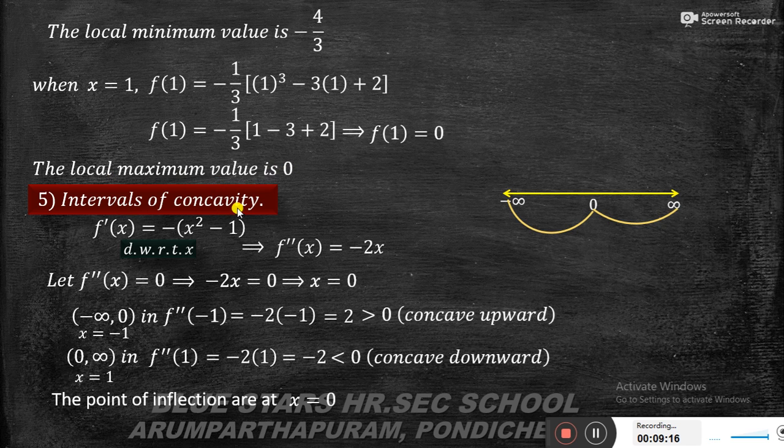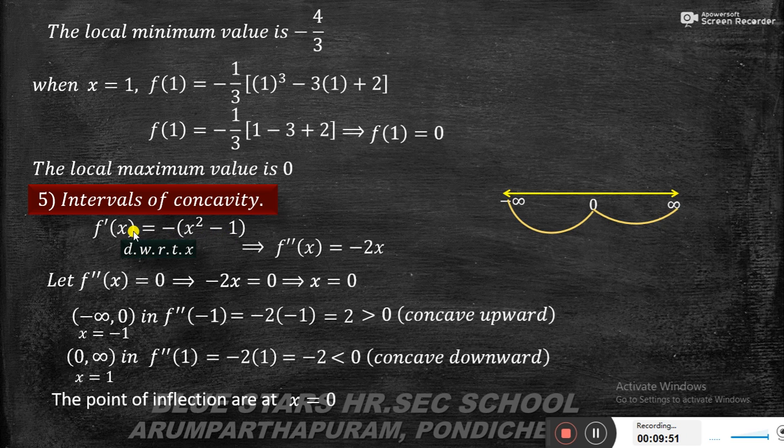Intervals of concavity, means here I take x equals 0, so I represent it here. Now intervals of concavity means f double dash of x equals 0. This is the condition for intervals of concavity. First I find out f dash of x. So f dash of x is minus of x squared minus 1, this is the f dash of x.